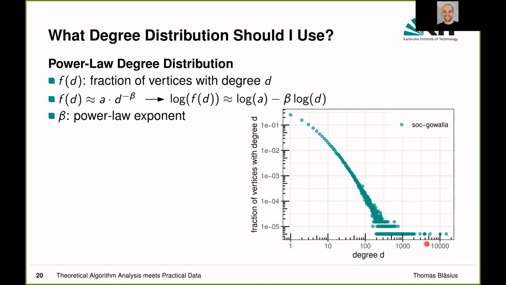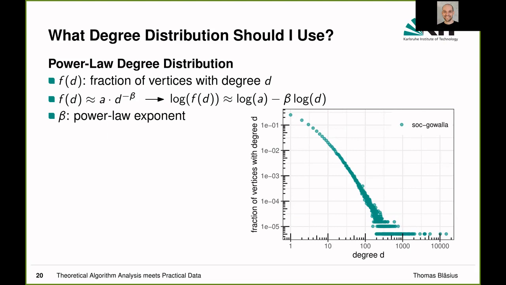Now, down here you get a lot of noise, and this noise comes from the fact that there are only few vertices with this high degree, and whenever you have only few vertices, you have few samples, and you have a high variance there, so you get this kind of noisy behavior.